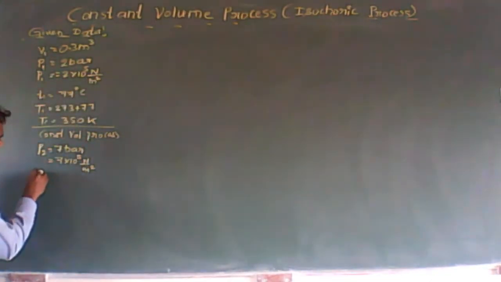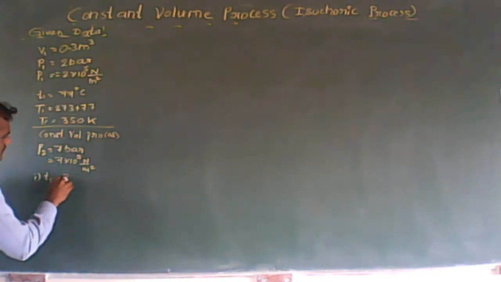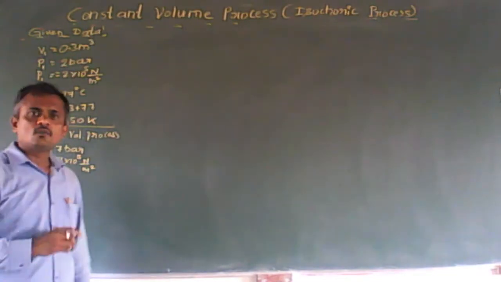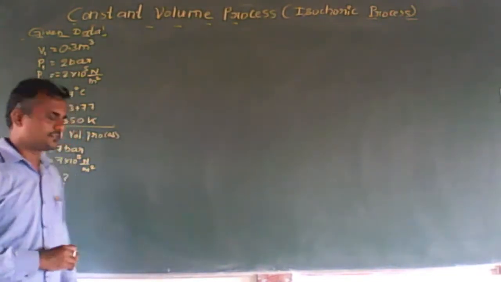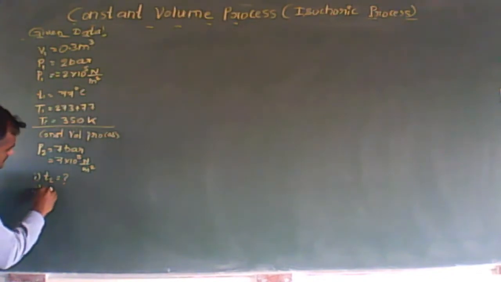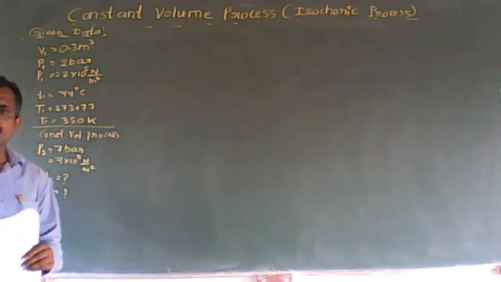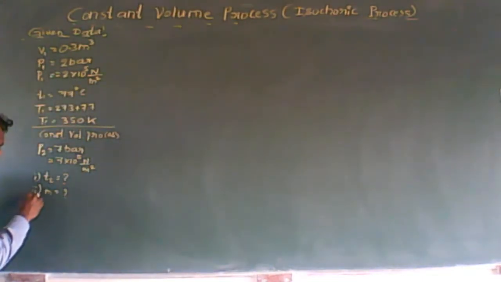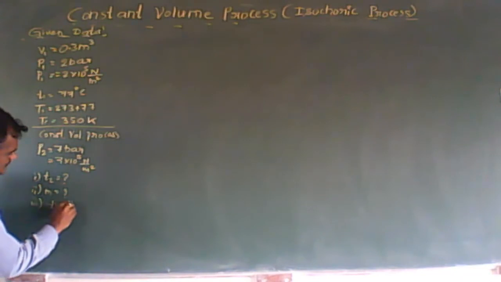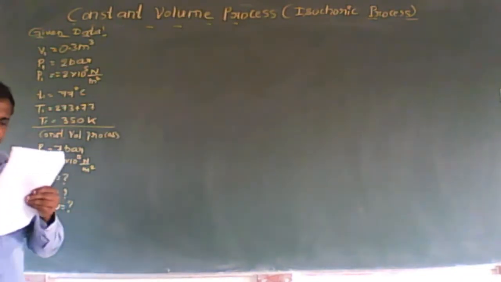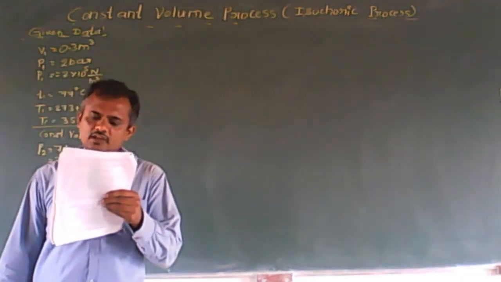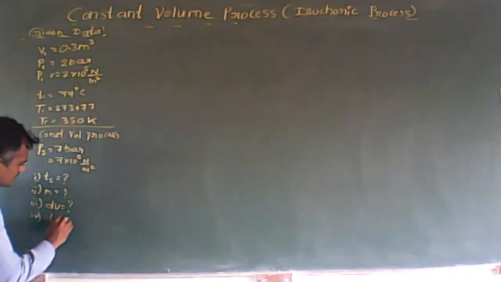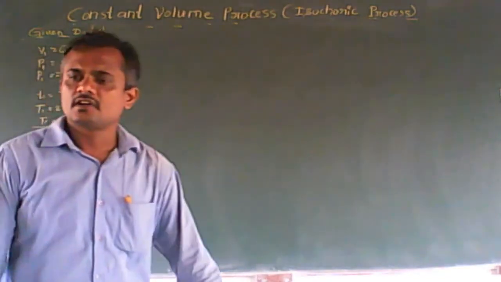So T2 is unknown, and he also says mass of the gas. We have to determine what the mass of the gas present is. So mass is also unknown. Correct? And it says change in internal energy. Change in internal energy I can write as dU. dU is also unknown. The fourth one is change in enthalpy during the process, dH. dH is also unknown to me. Understood what I am saying?